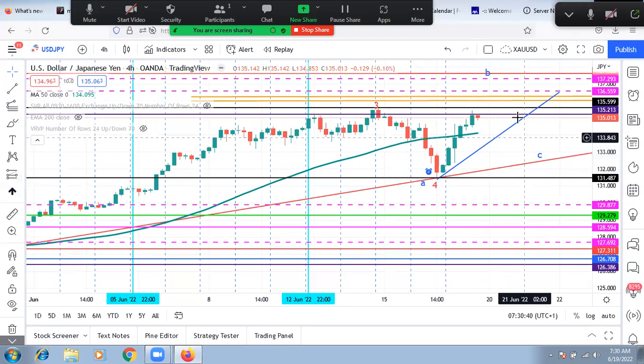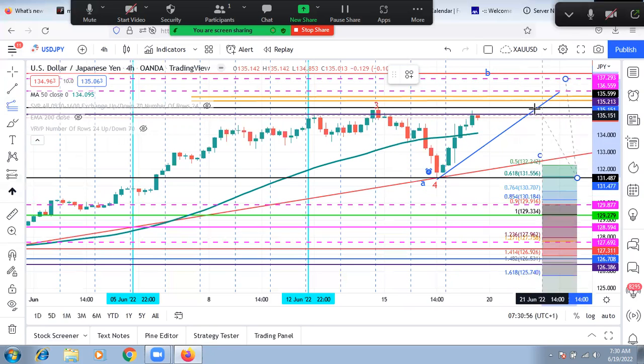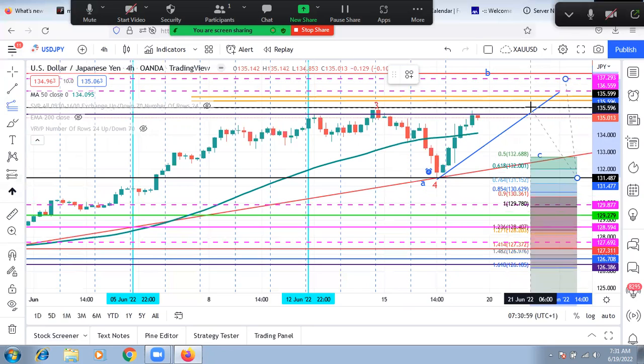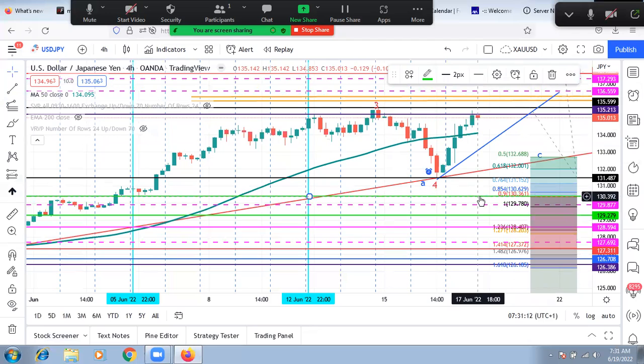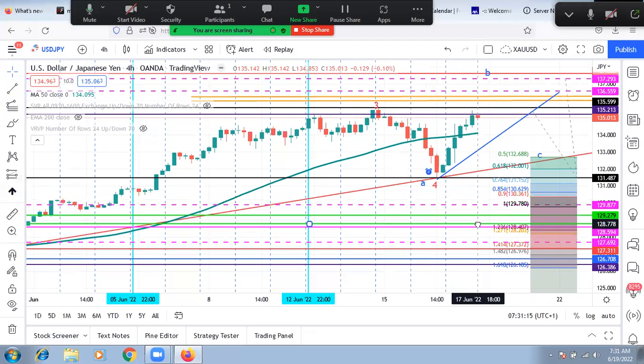Now the second one, which is a possibility, is if it extends higher, and we are taking it from here down to this point, then to this point also gives us a second one. The second one will now be here, around this point here.